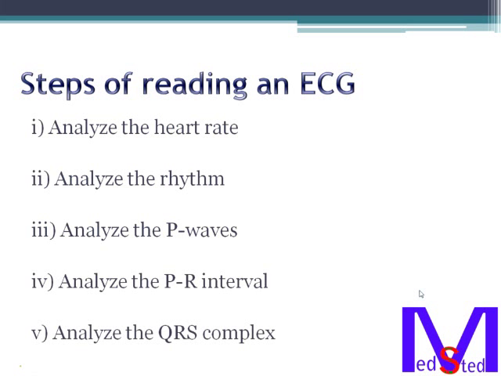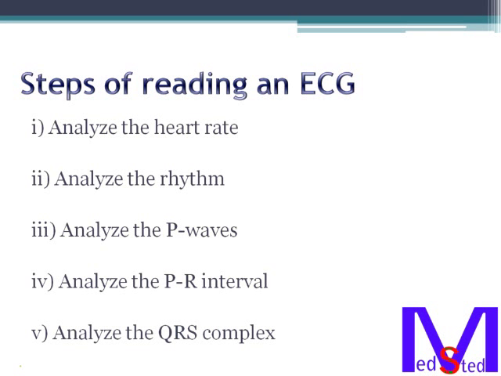We have to read the ECG systematically following several steps, which involves analysis of the heart rate, the rate of atria and the rate of ventricles. Then we should analyze the rhythm. Is it regular or irregular? Following the rhythm, we must analyze the P waves. Are there prominent P waves for every QRS complex? And is there a QRS complex for every P wave?